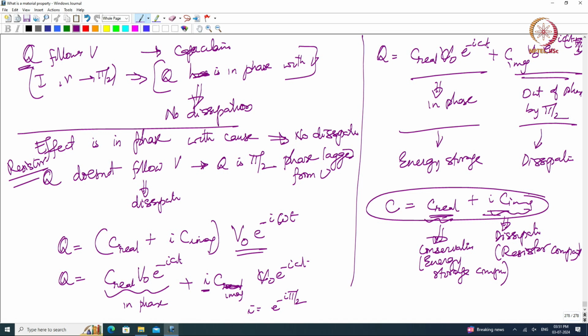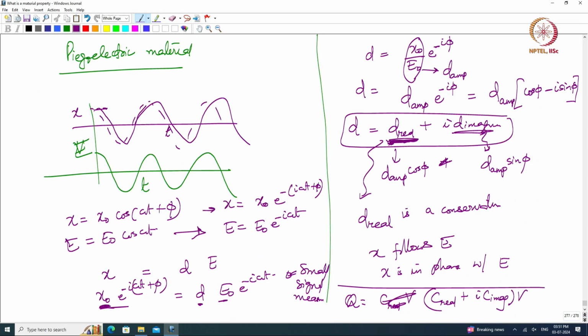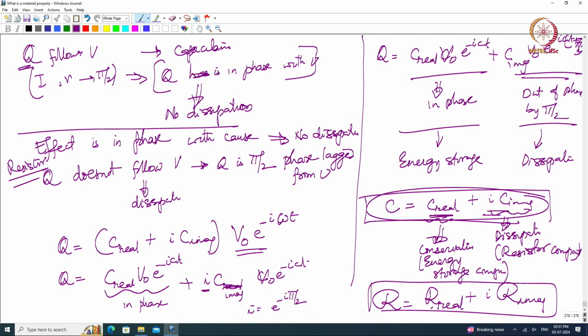So if I use this complex notation and write C as C real plus C imaginary, or in general, any response function has a real part plus an imaginary part. Even D33 we wrote the same way, D real plus D imaginary. The real part tells me the conservative, thermodynamic part of this property, and the imaginary part tells me the dissipative part of this property.